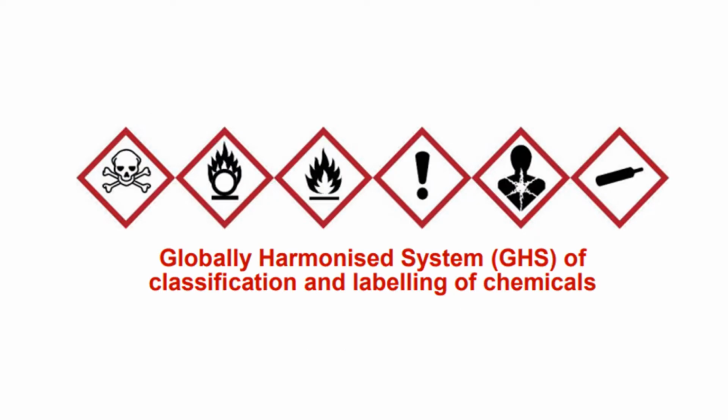The globally harmonised system was introduced in Australia on the 1st of January 2012 under model work health and safety laws with a transition period of 5 years. This transition period was set to allow chemical manufacturers and importers enough time to reclassify chemicals and implement necessary changes to labels and SDSs.